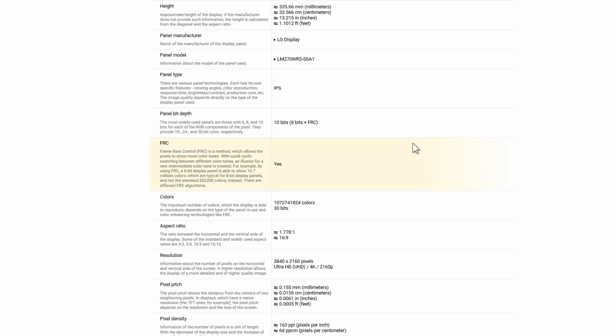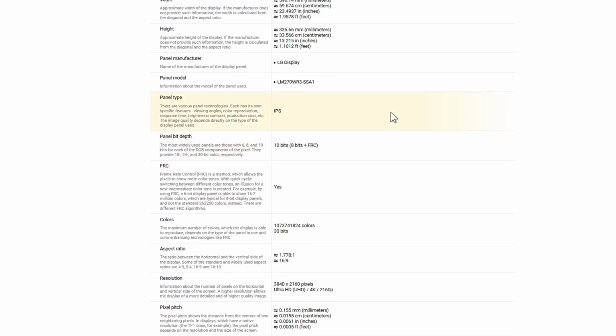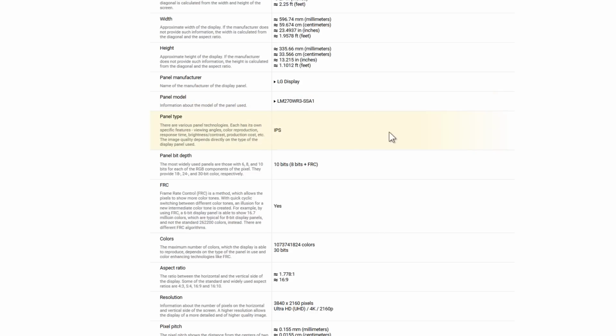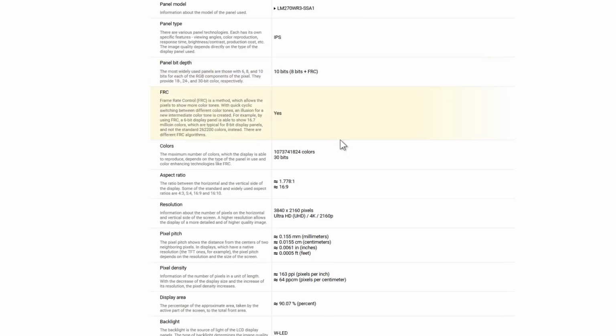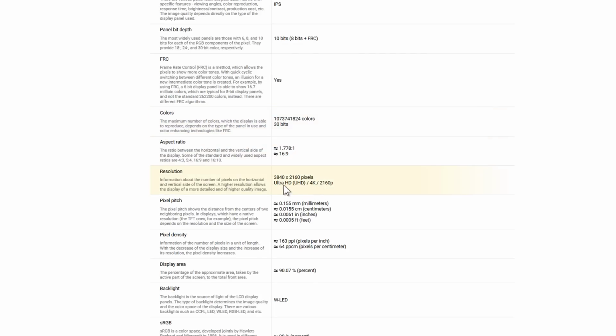So what's going on here is that we've got an IPS panel type. It generally produces very good color accuracy. The colors are also described as 30 bits, about 1 billion colors. 30 bits more or less means the same as 10 bits, and we'll see a bit more of that later on. And you can see here the description for the resolution is Ultra HD, which is 3840 by 2160.